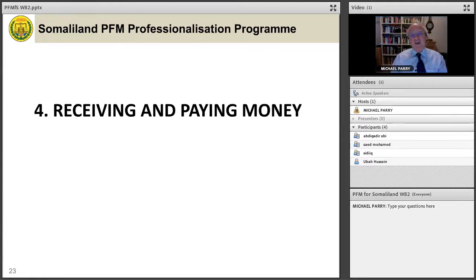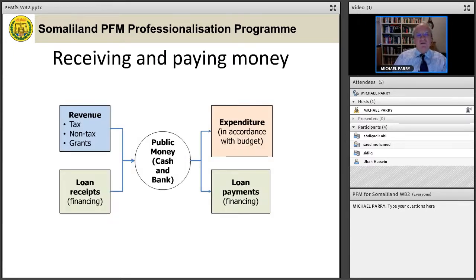And the 4th stage of our budget execution is receiving and paying money. What governments basically do is they receive money in from revenues, tax and non-tax, and from loans. And they then pay that money out in accordance with the budget, expenditure, and also repaying loans or making loans to other people. That's basically what government financial management does.